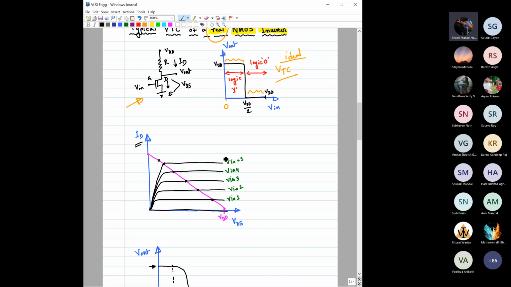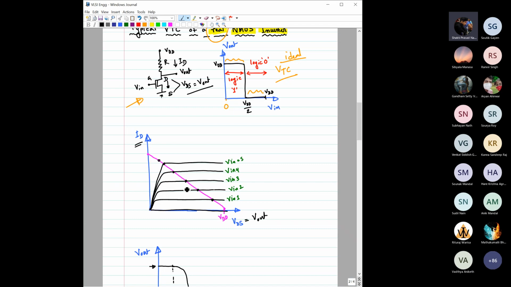And here you can see VDS is nothing but V out. So let us write that VDS is equal to V out. We are basically plotting ID versus VDS, which is equal to V out. Now you already know the MOSFET characteristics. What will be the output characteristics of a MOSFET, ID versus VDS? It would be something like this.